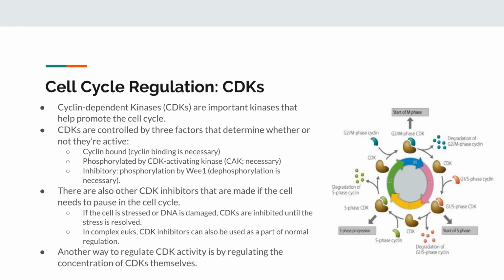Make sense? Yeah, okay. Then there are other CDK inhibitors as well. Those are specific to whatever is happening in the cell at the time. They will go and activate some kind of inhibition on the CDK. We're not going to go into any specifics. You don't need to know any specific examples, but just know that it is possible to do that, especially if there's some kind of cell stress, like some environmental stress or DNA damage. The CDKs will be actively inhibited until that stress is resolved. A lot of the time, these inhibitors are a normal part of the cell cycle and its regulation.